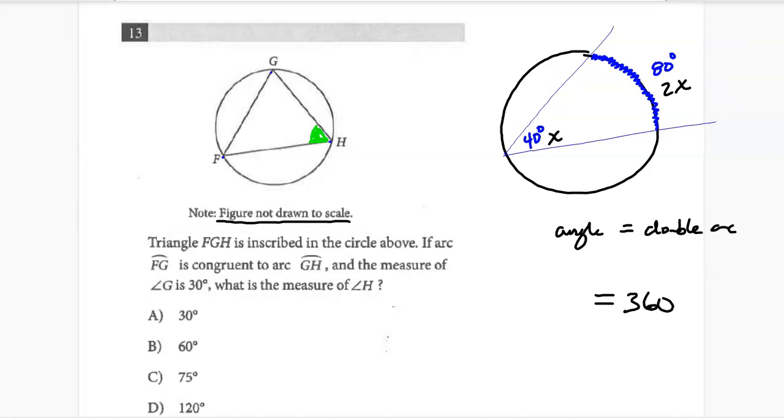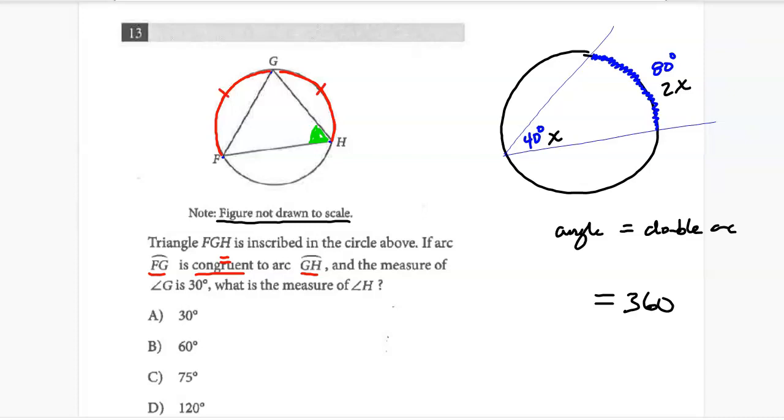So when I'm looking at this problem, the first clue that we have is that we know that FG is congruent, which means equal, to GH. So we know that FG is equal to GH.